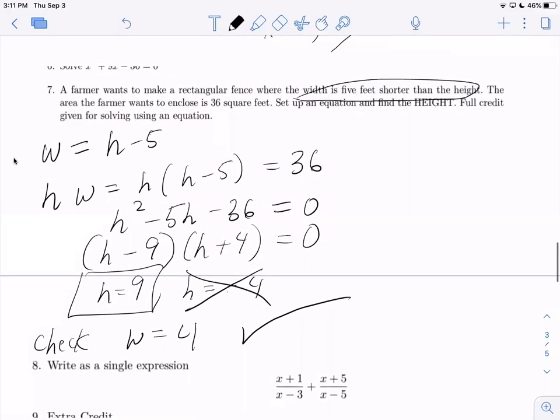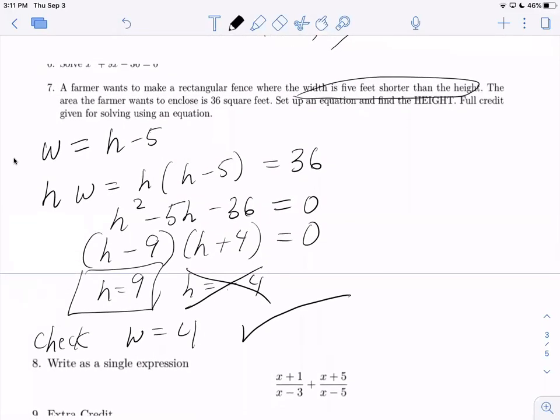Very good. Thank you, Allison, for volunteering. I appreciate that. So, are there any questions on this?